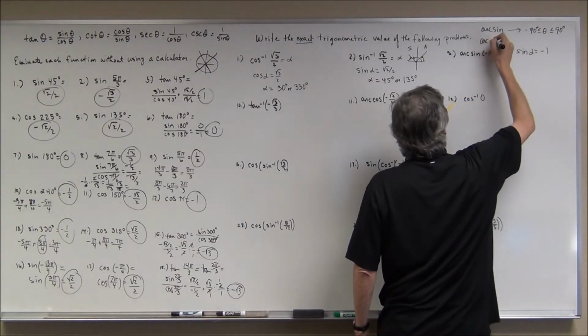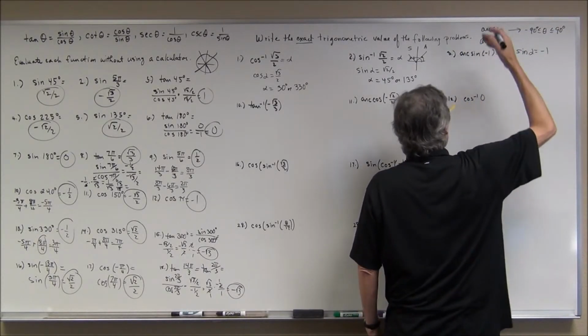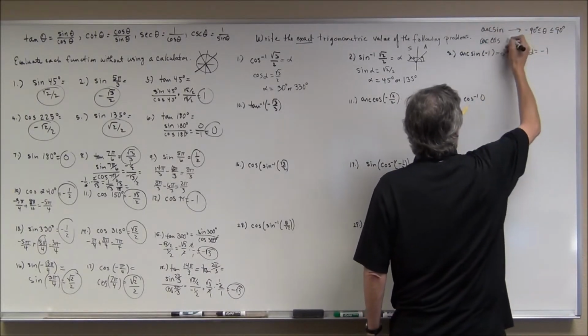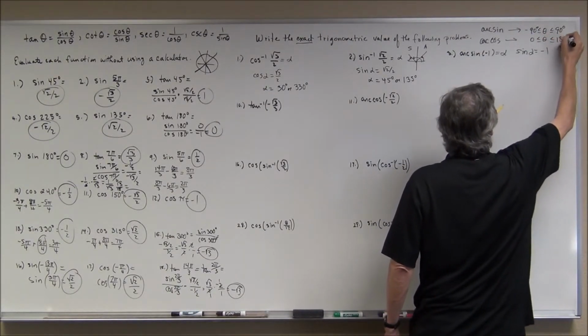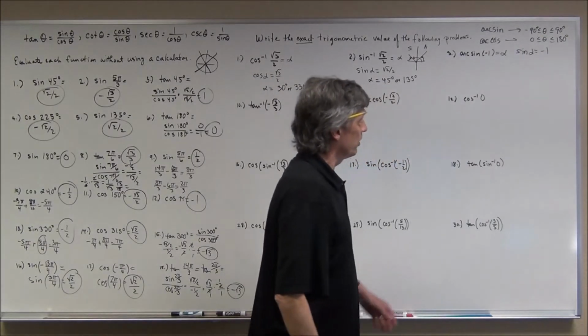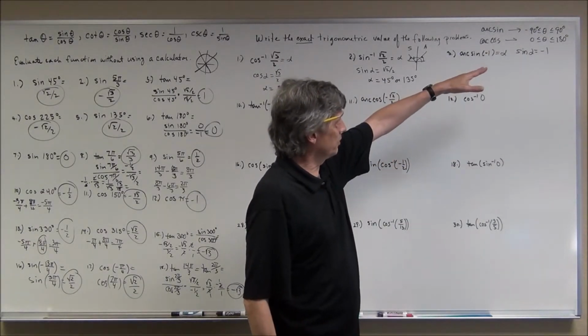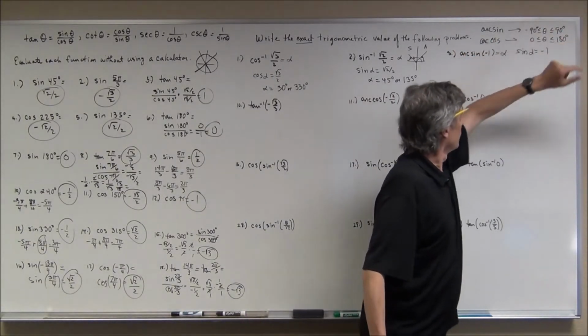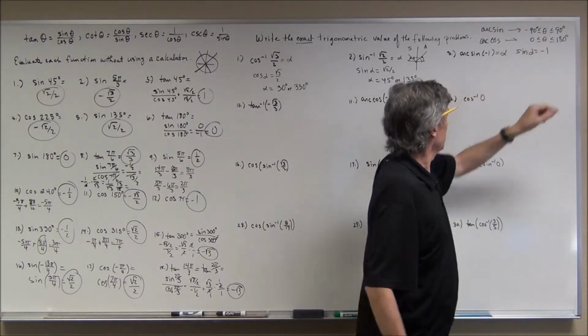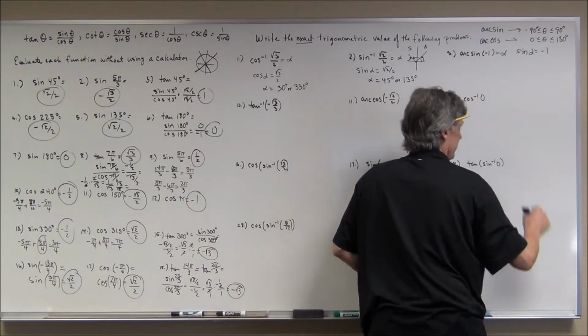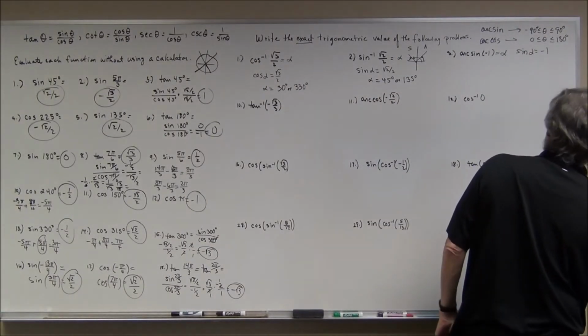For arc cosine, or inverse sine, inverse cosine, the range is between 0 and 180. So when you punch them into your calculator, you're going to get angles in these intervals here. So this is going to be negative 90 degrees if I punch this in, but I don't think he wants a negative 90. Let's see if he does or he doesn't.